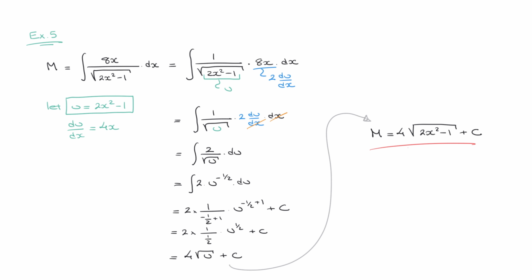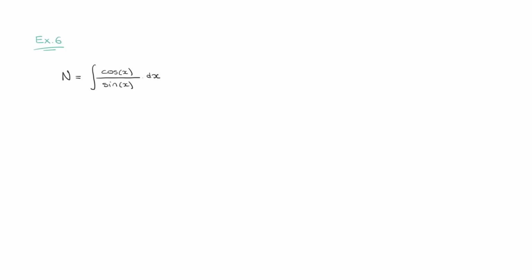And that's the answer. We've now integrated 8x over the square root of 2x squared minus 1 using the method of substitution. Let's carry on and look at the third and final example of this tutorial. And here it is. We need to find the integral n, which is equal to the integral of cosine of x over sine of x. And some of you may be aware that cosine of x over sine of x is equal to cotangent of x. So as such, what we're seeing here is how to find the integral of cotangent of x.